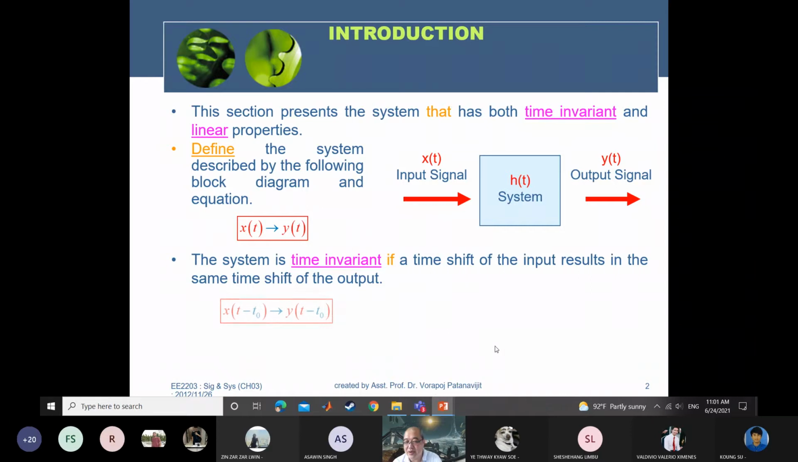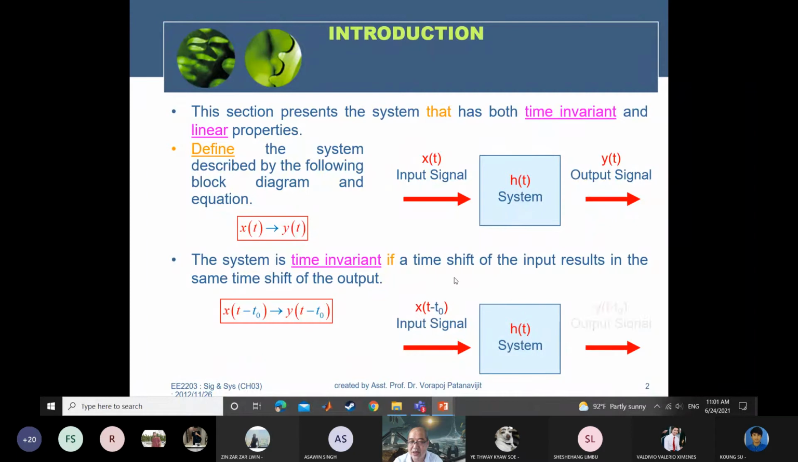If the system is time invariant, it means that if you shift the input by T naught, the output must be delayed in the same manner. We call that time invariant: the time shifting of the input results in the same time shift of the output. You see that if you delay the input, the output will be delayed in the same manner. Everything is the same, only shifted.